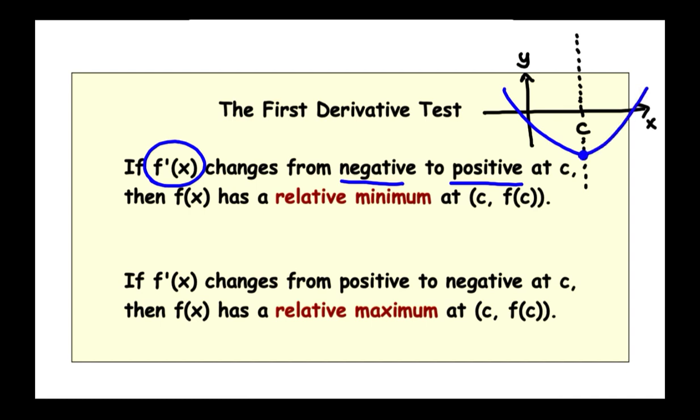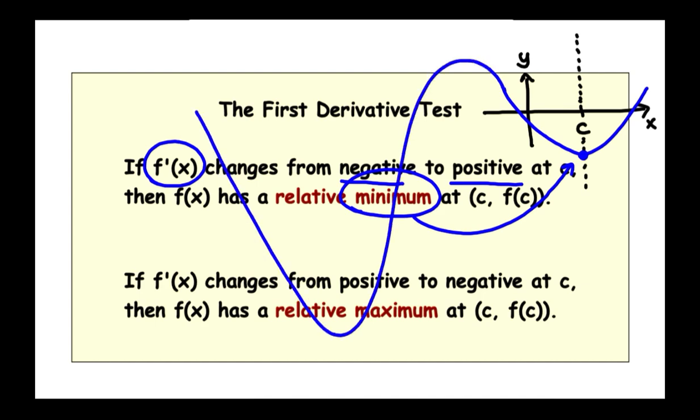Well, heck, it should be obvious that you had to have a min, a relative min. We don't know if it's an absolute min because this graph could have been lower some other place, but at least right here at C, if the derivative or the slope changes from negative to positive, you have a relative minimum.